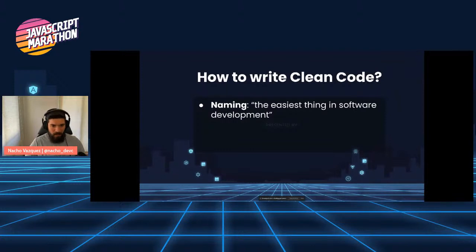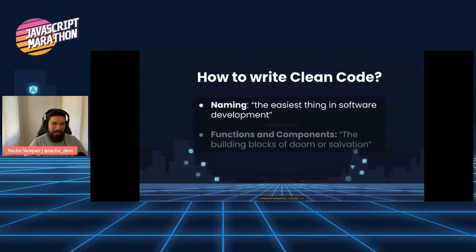One is naming, the easiest thing in software development, if you know what I mean. And the other part is functions and components. Functions and components are not exactly the same, but sometimes they are. But even better than that, they share a lot of similarities. And we are going to cover a bit of that.